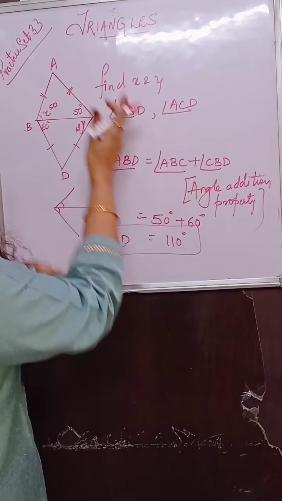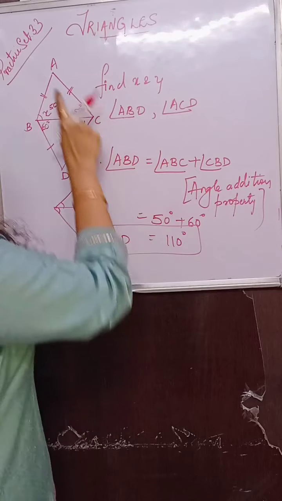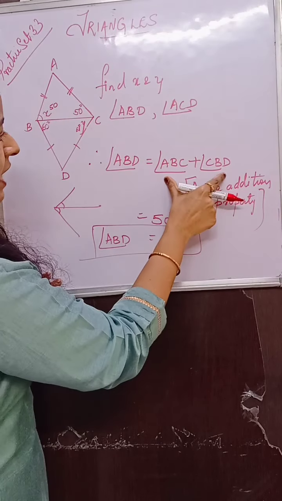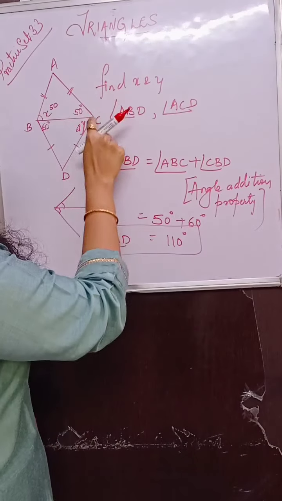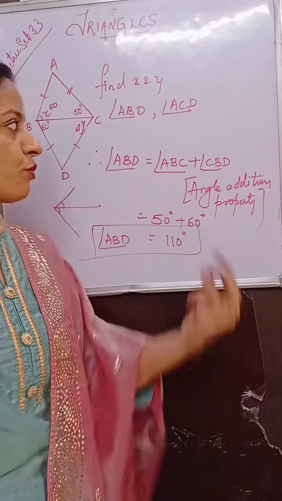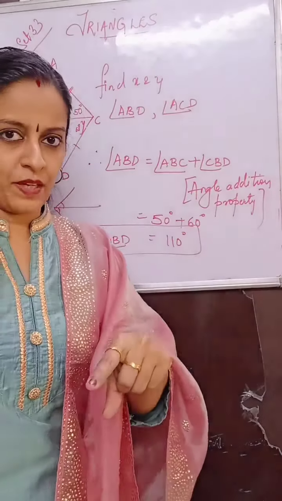Same way you find the measure of ACD. Angle ACD is equal to ACB plus BCD. Here you will write down the reason, angle addition property. ACB is 50 plus 60. Same measure you will get for ACD. Okay, second part. This part you complete.